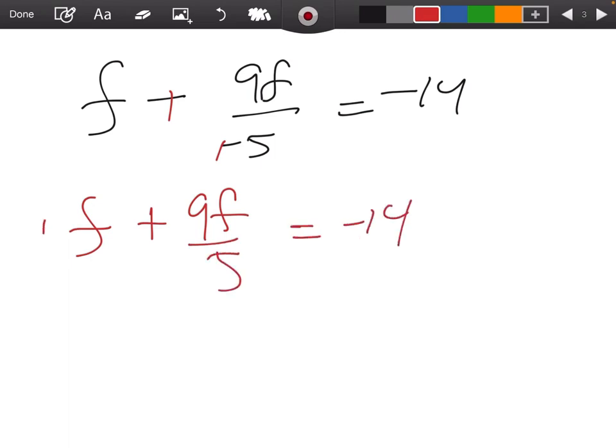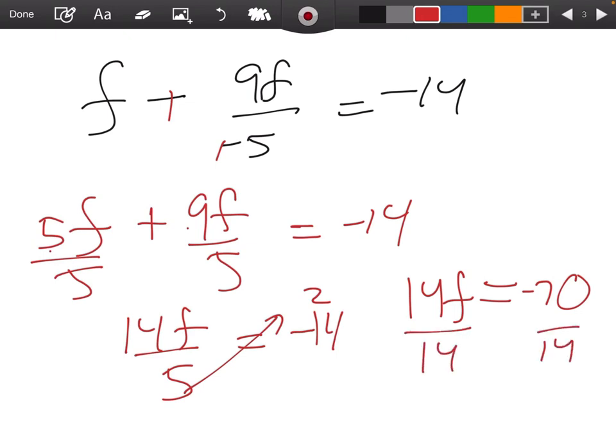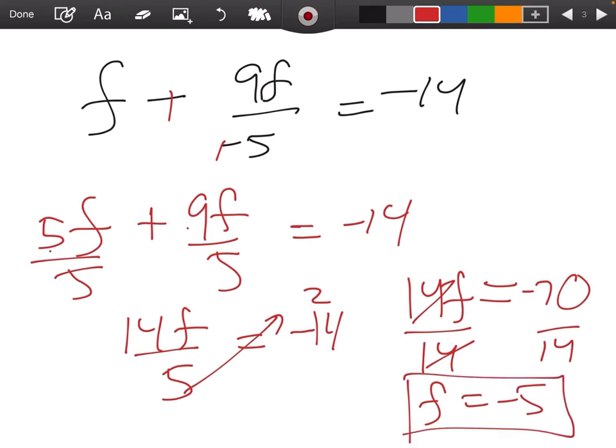I can get a common denominator by doing this. So 5 plus 9 is 14f over 5 equals negative 14. And if I multiply this by 5, that's going to tell me 14f equals 5 times 14, which is negative 70. Divided by 14, f should be a minus 5. So I know that f is negative 5.